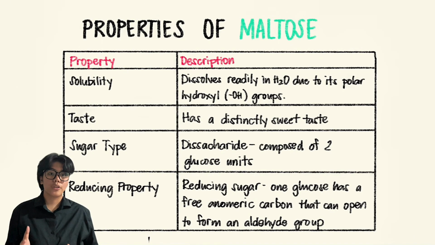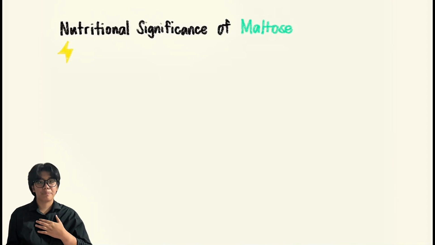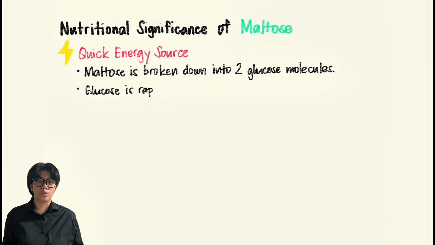Let's now move on to the nutritional significance of maltose, meaning its benefits to our body. So maltose can act as a quick energy source. Why? Because maltose, when broken down, produces two glucose molecules.